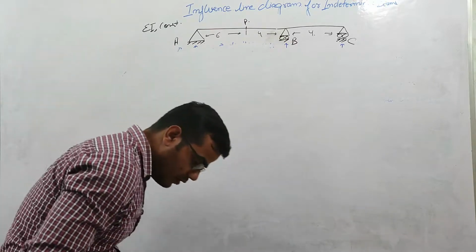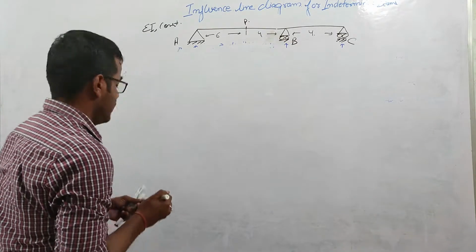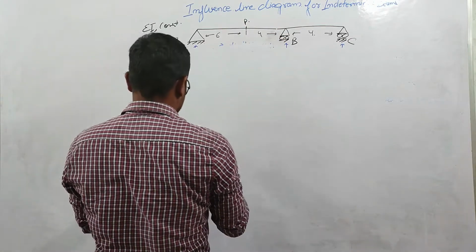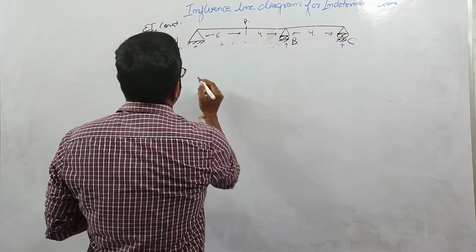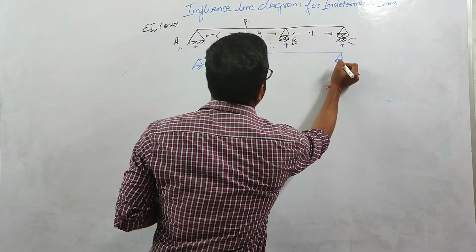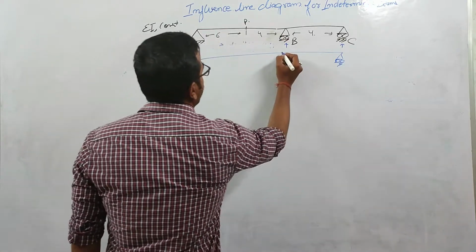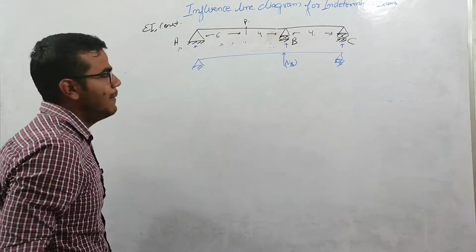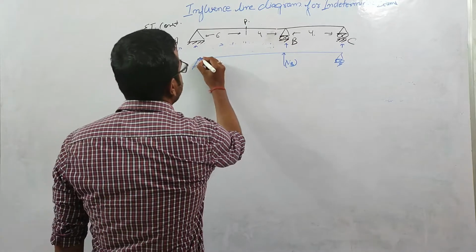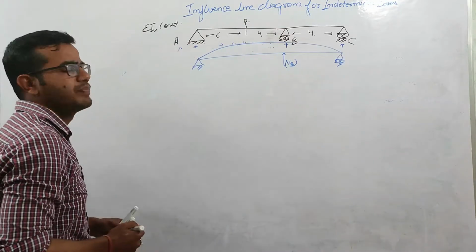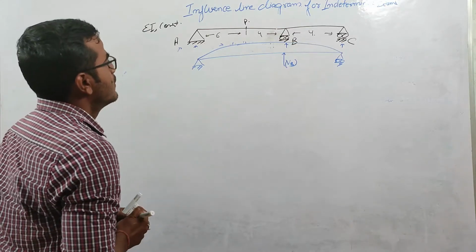Now let us draw this beam like this. At this point we are applying a VB load. By application of this VB load, this beam will deflect like this.